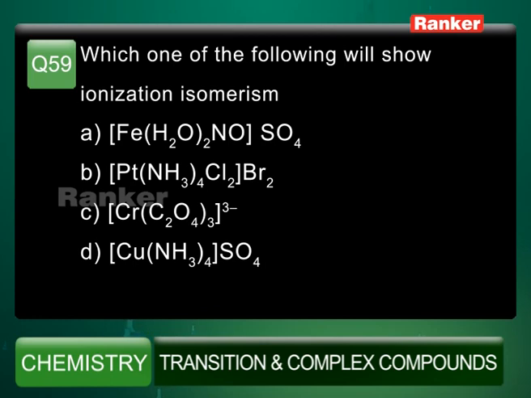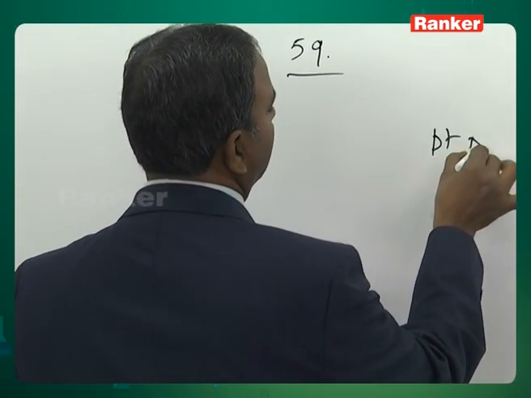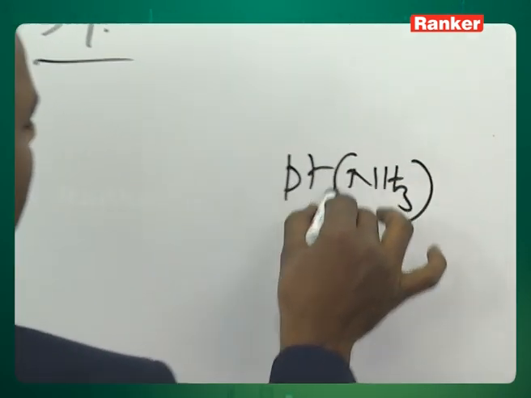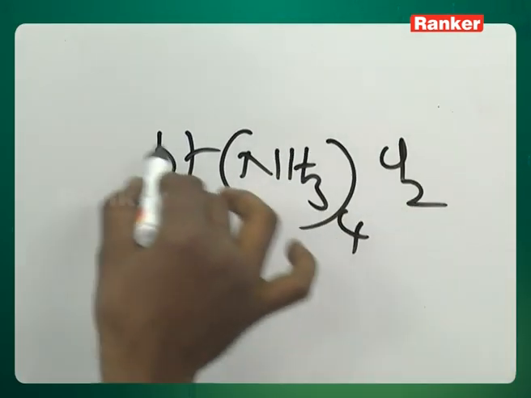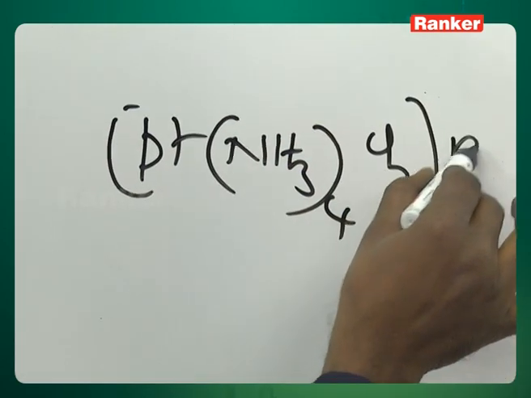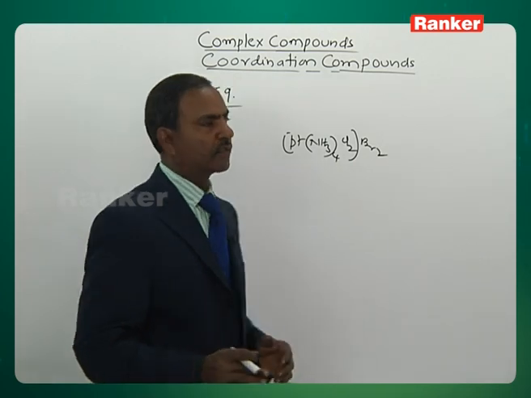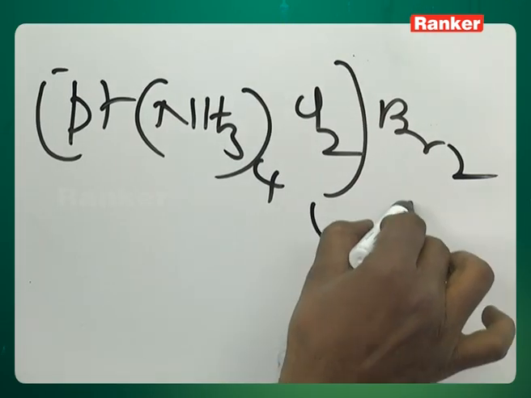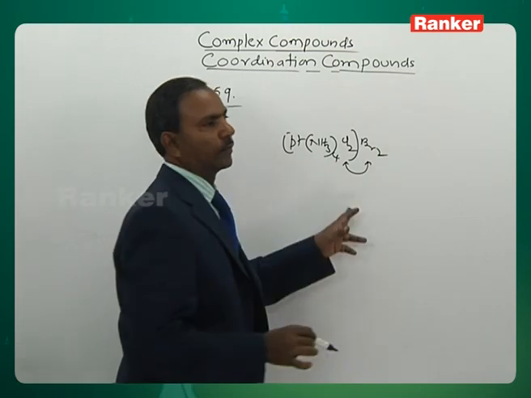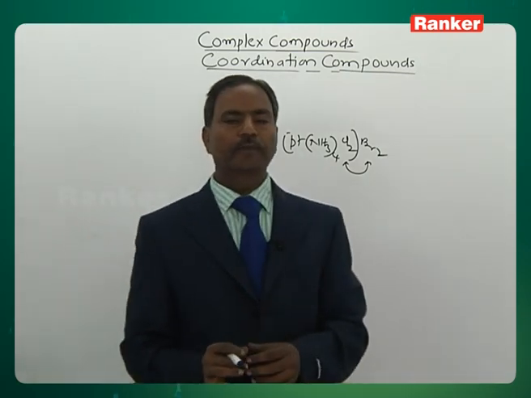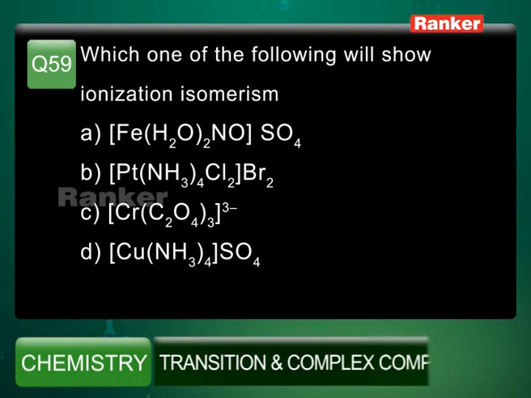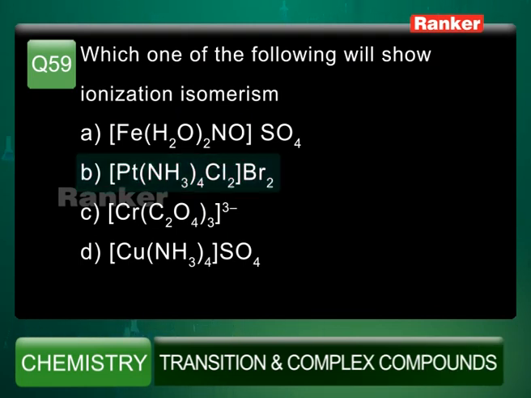Coming to option B, [Pt(NH3)4Cl2]Br2. Pt, NH3 taken 4 times, Cl2 and Br2. So, inside and outside, different types of ionic ligands are there. By the exchange of ligands between the coordination sphere and outside, it can exhibit isomerism. So, for question number 59, B is the answer, because only this can exhibit ionization isomerism.